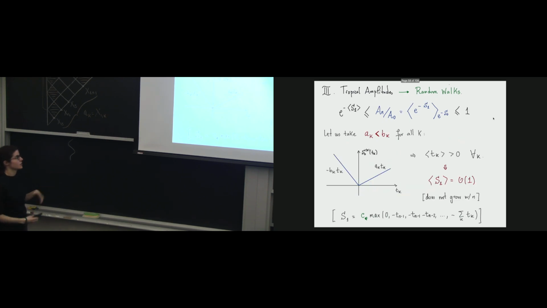Now let's consider some particular kinematical regime, say when all of the AKs are smaller than the BKs. In this case, the expectation value of each TK will be greater than 0, because anyway, it's an exponential expression. Therefore, if we look at the form of S1, each TK is going to want to be positive, so this max will be mostly dominated by the 0. Therefore, we learn that at least in this kinematical regime, the expectation value of S1 itself is of order 1. Crucially, it does not grow with n.